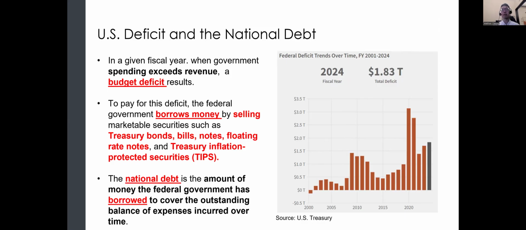So the government has already borrowed a lot of money during this period of time to be able to finance its budget. So that national debt is the total amount of money the federal government has borrowed to date to cover the outstanding balance of expenses incurred over time.